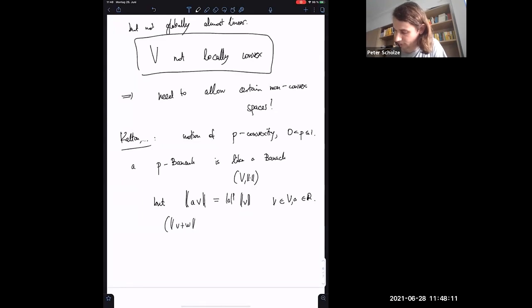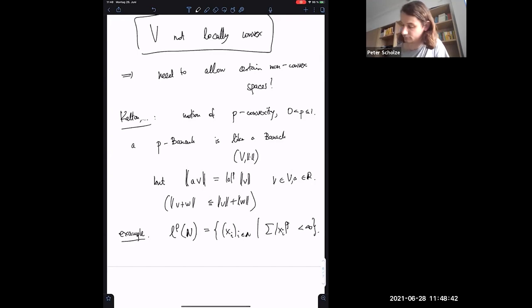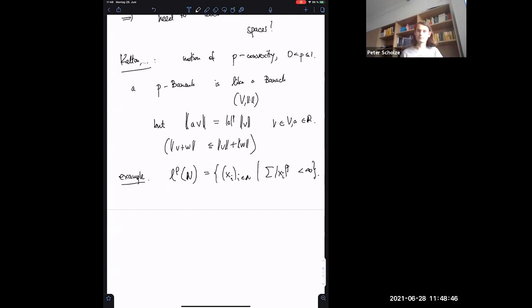I mean, like I said, these are different ways of saying what the norm is. So I want that the norm still satisfies the usual triangle inequality, but the scaling behavior is different. And so some example of this is the L^p space on the integers. So this is the set of all xi, i in N, such that the sum of the xi to the p is finite. And this thing here would then be the norm. Sometimes one again takes a p-th root of it to get the usual scaling behavior, but it's equivalent somehow. And I find this expression slightly nicer to work with, and again, taking the p-th root of it in the end.